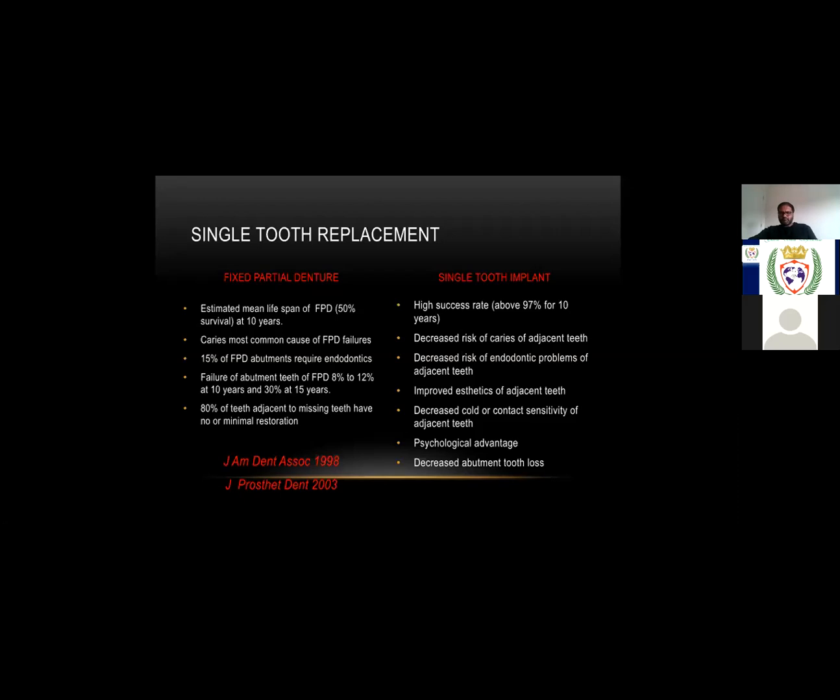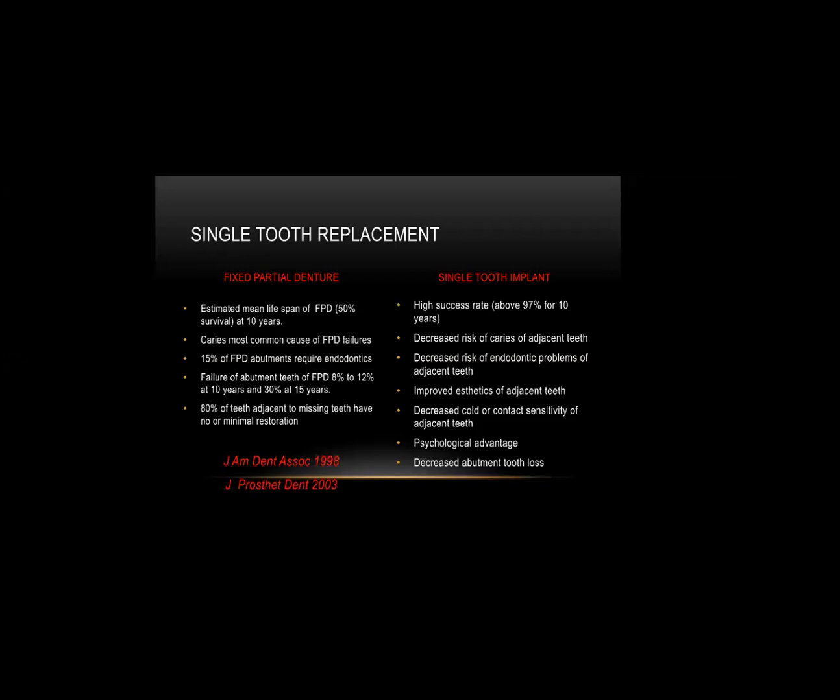Then 80% of teeth adjacent to missing teeth have no or minimal restoration in the case of fixed partial dentures, whereas in implants, it's much reduced. So there is improved aesthetics of adjacent teeth, there is decreased cold or contact sensitivity of adjacent teeth, and there is a psychological advantage definitely, and also decreased abutment tooth loss. These are a few things which we can point out in the literature.